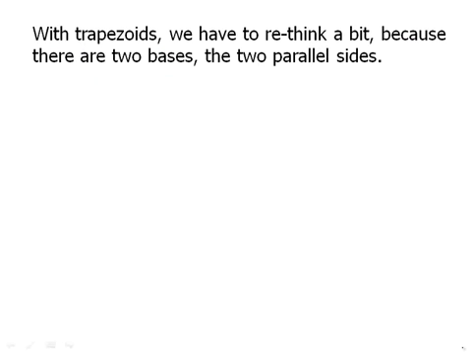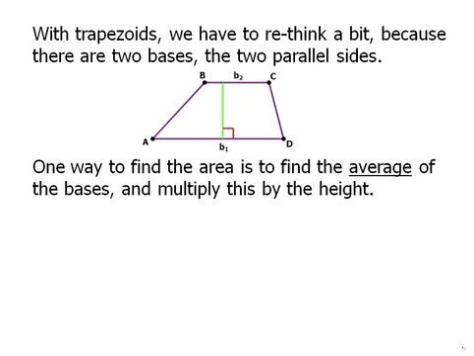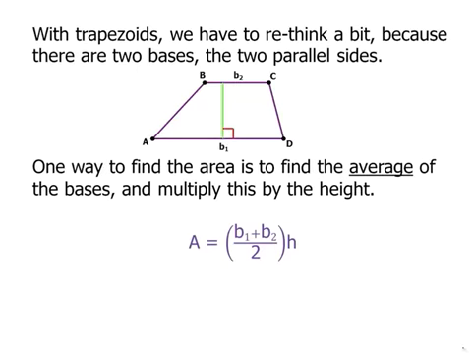With trapezoids, we have to rethink a bit because there are two bases, two parallel sides. So what exactly would we mean by base times height? Well, the height is pretty clear, but we have two bases, so what are we going to do? One way to find the area is to find the average of the bases and multiply this by the height. So that is the formula: the height times the average of the bases.